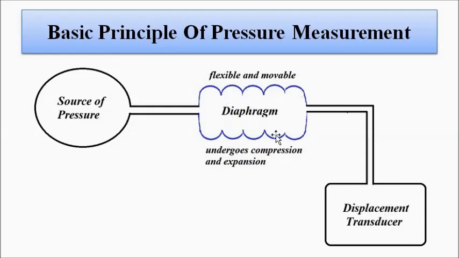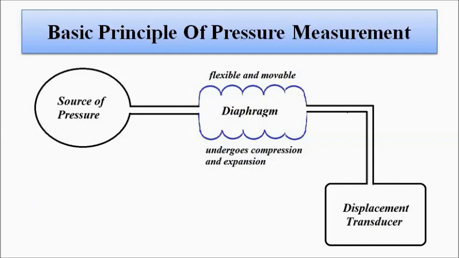So the compression and expansion of the diaphragm is dependent on the pressure fluctuations, and the output of the displacement transducer is dependent on the compression and expansion of the diaphragm. So we can say that the output of the displacement transducer is indirectly related to the source of pressure. So here diaphragm is the primary sensing element, this is the secondary sensing element, which gives us a electrical output, voltage or current equivalent to the source of pressure. It is calibrated with respect to that.